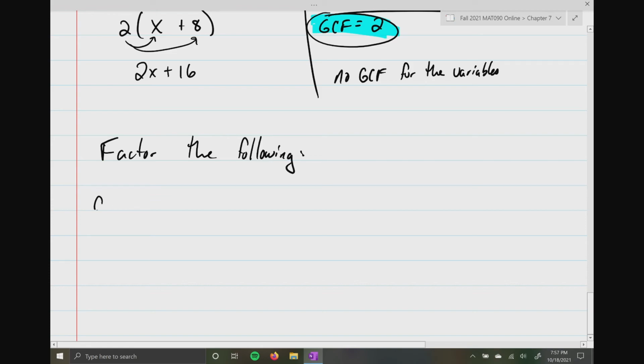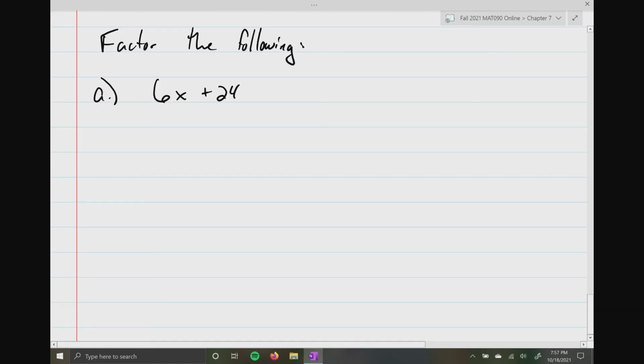All right, so part A. 6, we'll use x now. 6x plus 24. Well, remember, what we're looking for, is there a GCF for the coefficients? The answer is yes. Now, I'm going to speed up here a little bit, okay? If you need to, pause the video, find your own GCF, and then make sure it's the same as what I got. But the GCF here is going to be a 6.